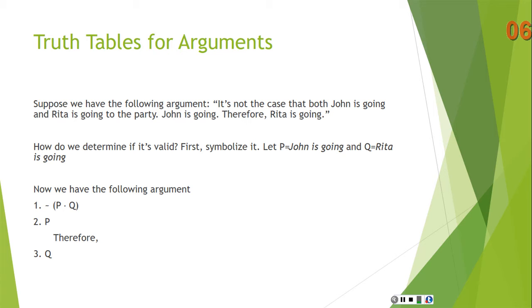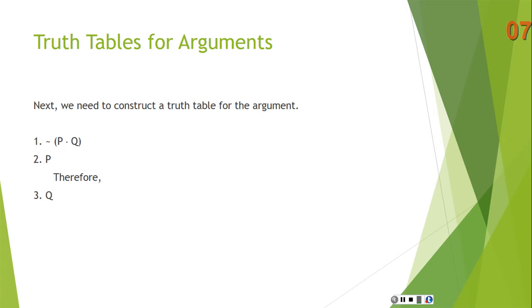So how do we determine if it's valid or invalid? Well, first just symbolize it. We'll let P equal John is going and Q equal Rita is going. So now we have the following argument. Premise 1, tilde (P dot Q). Premise 2, P. Therefore, conclusion Q. That's our argument. Now we need to do a truth table on it, and I'll show you how to do that. So, here's the argument. We need to construct a truth table for it.